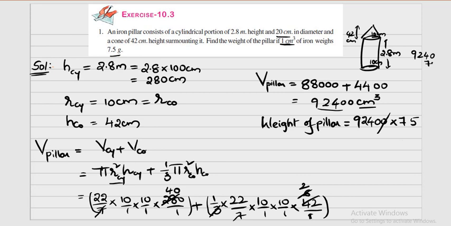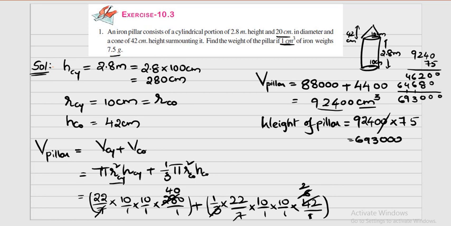9240 multiplied by 75. Now 5 zeros are 0, 5 fours are 20, 2 is carried, 5 twos are 10, 12, 1 is carried. 5 nines are 45, 46. Next, 7 zeros are 0, 7 fours are 28, so 2 is carried. 7 twos are 14 plus 2, 16, so 1 is carried. 7 nines are 63, 64. Now from this, 0, 0, 8 plus 2 is 10. 6 plus 6 is 12 plus 1 is 13, so 1 is carried. So 693 triple 0.